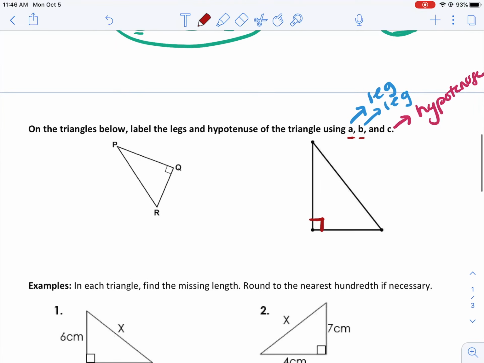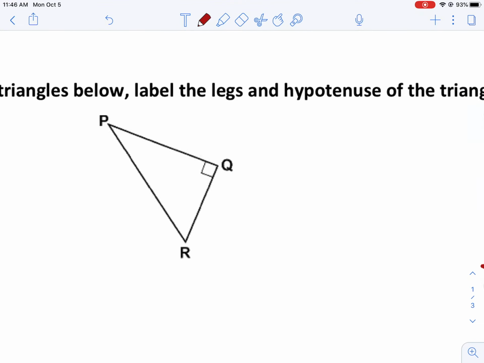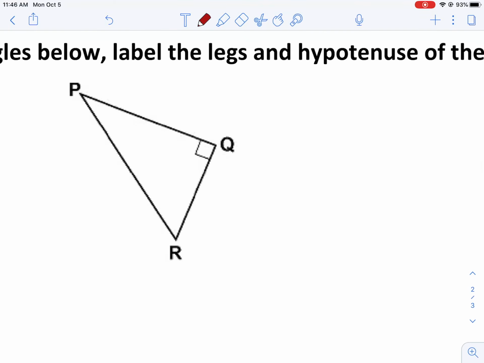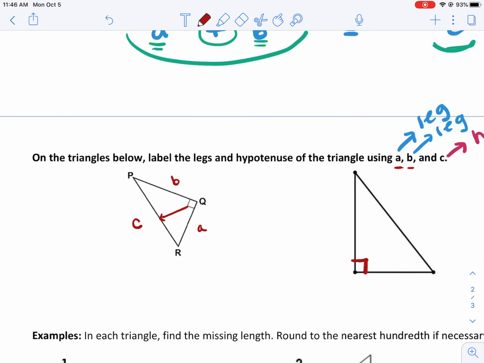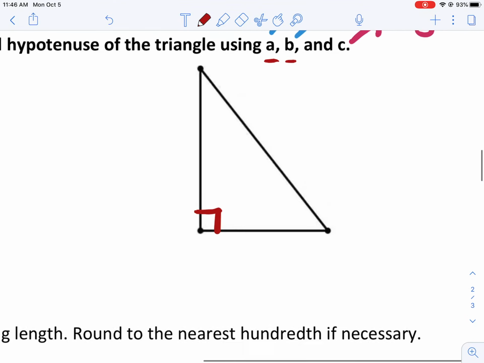So, oops, this had a right angle there. So if we look here, here's PQR. Across from our right angle is our hypotenuse, so that's going to be C. And then this is A, this is B. Now, what you could do, guys, is, let's say I change this around. If I make this B, this is A. A and B you can flip-flop. C, no way, Jose, okay?